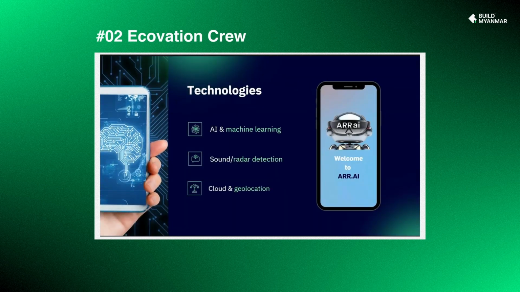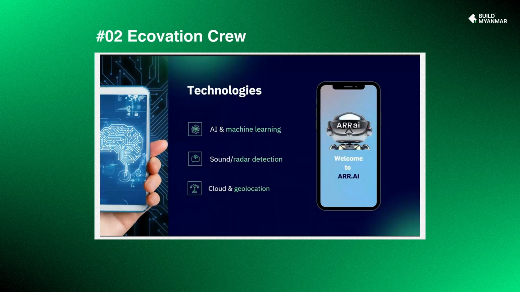Behind our AI's effectiveness are cutting-edge technologies. AI and machine learning are trained to recognize flood scenarios, sounds, and radar detections to locate those in need. Cloud storage and geolocation provide seamless data sharing and powerful visual insights. Together, these technologies create a solution designed to respond faster than the disaster itself.